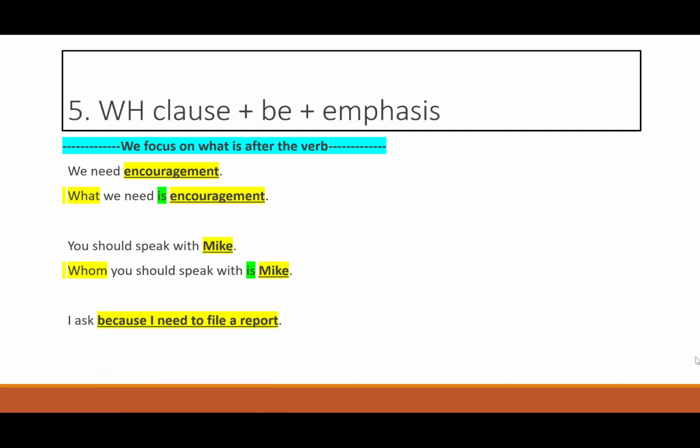Next, I ask because I need to file a report. Look at what is after the verb: because I need to file a report. This is a reason for doing something, right? That's why we use why as the WH word. Then copy the sentence: why I ask. Then we put be. Ask is in present simple, that's why we use is. Then the emphasis, the clause we would like to stress, because I need to file a report. Why I ask is because I need to file a report.